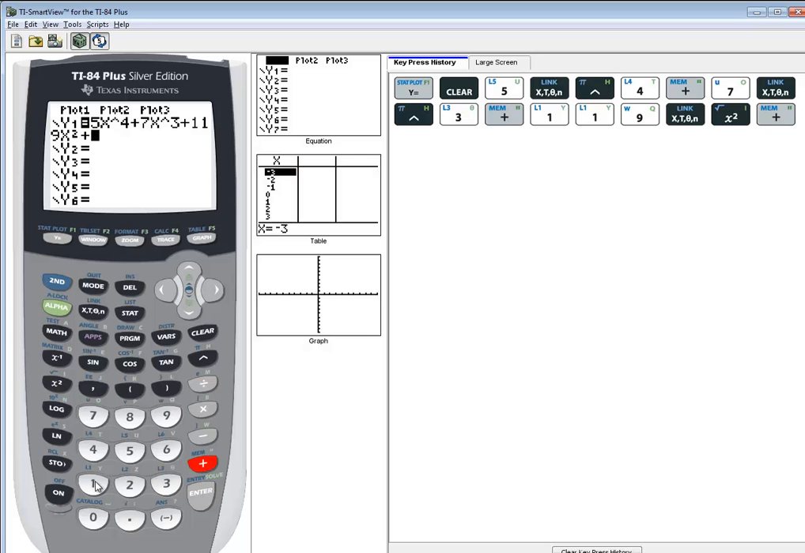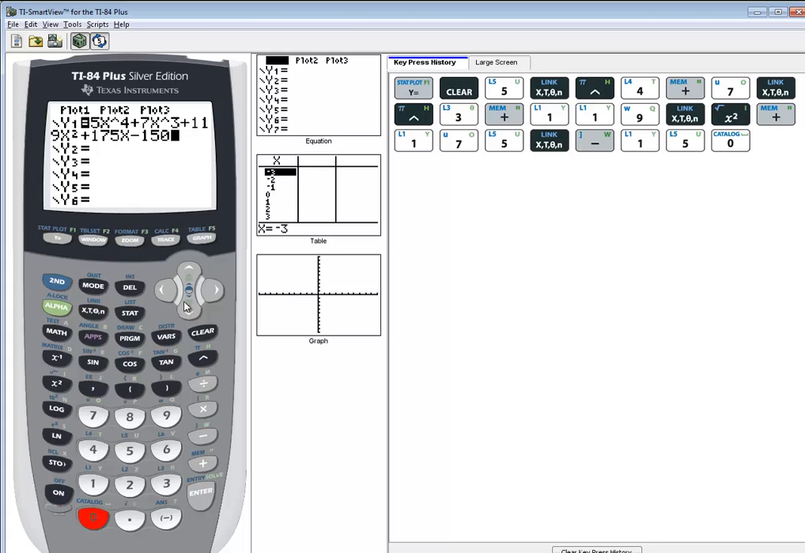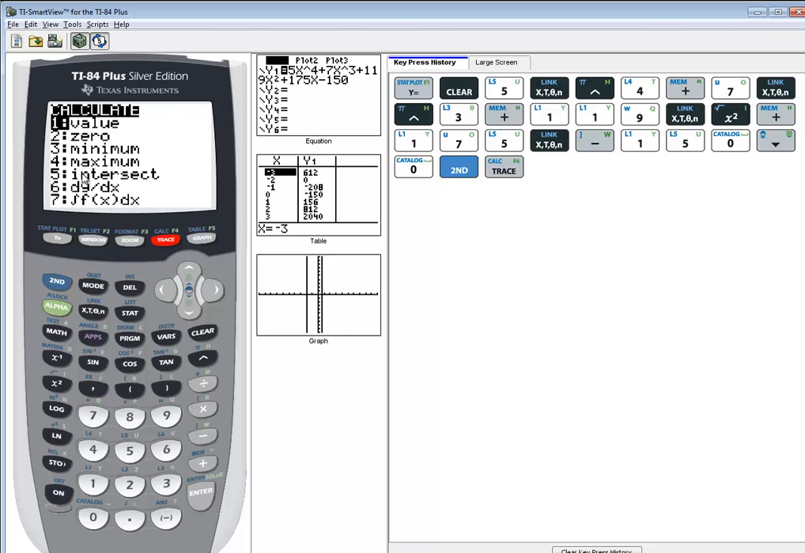Plus 175x minus 150, and then my down arrow, and I'm going to put 0 in y2. Okay, now we're going to do second trace. I'm going to press 5 to choose intersect.